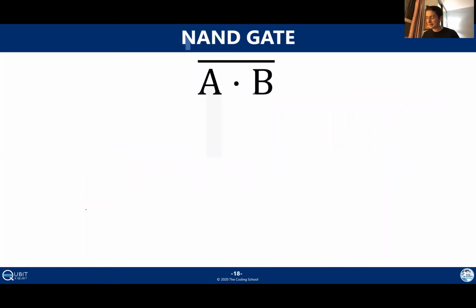Next up is the NAND gate, which is heavily related to the AND gate. In fact, as you can tell from the algebraic expression up here, it is literally just an AND gate with the entire thing negated. So remember, this bar over top is the symbol we had for the NOT gate earlier on.